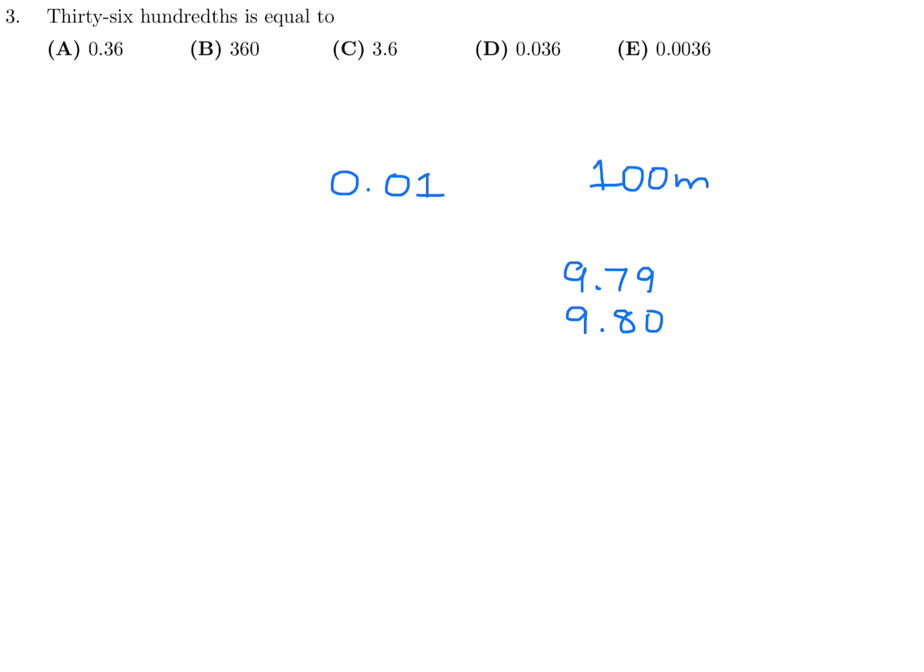1/100th of a second is 0.01. So 36 hundredths is basically 36 times this.